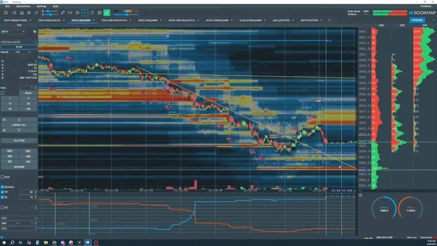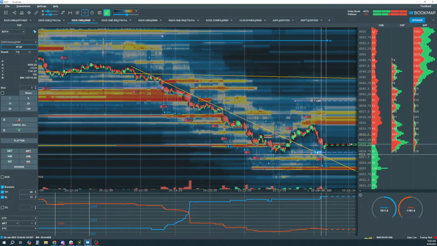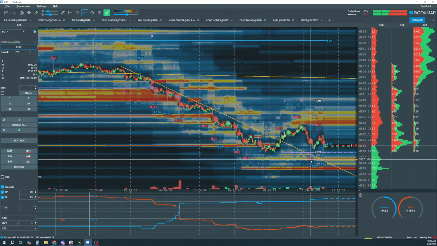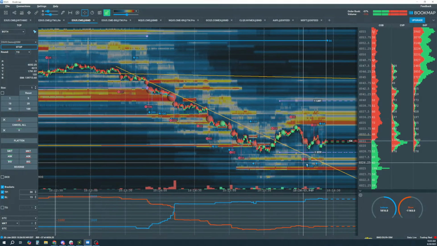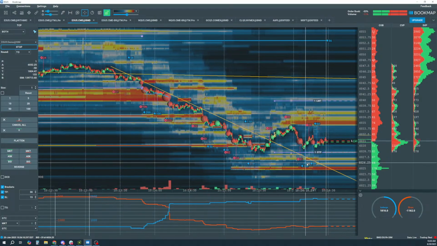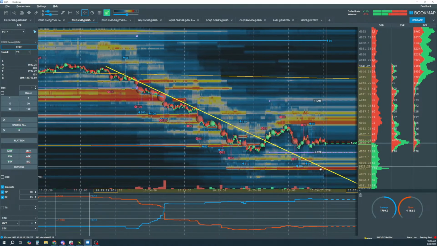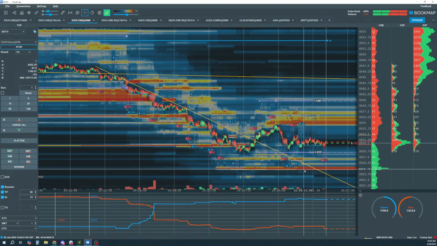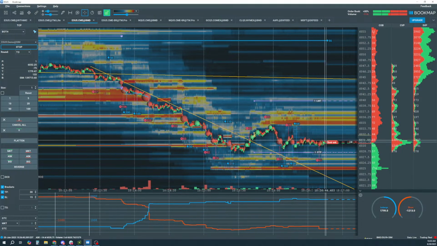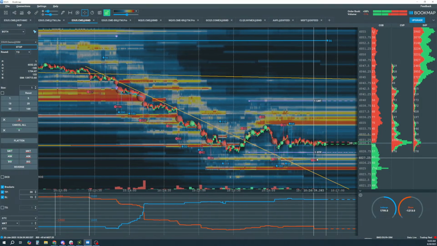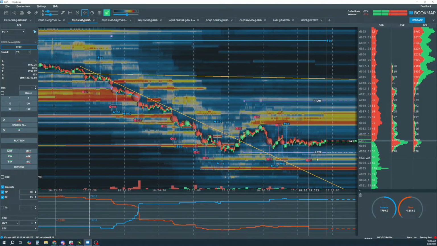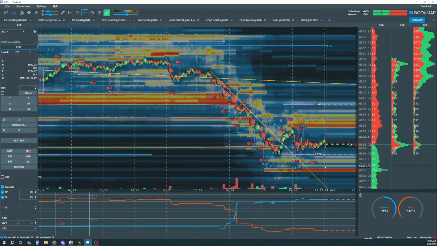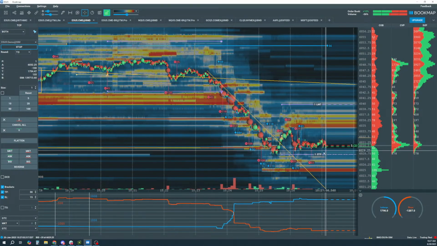No buyers yet. Well, there we go. Let's see if they can muster a move back up here. And right here is where we need to see them. And let's see it, buyers. Let's see how much buying pressure you have. Okay, maybe some profit taking.